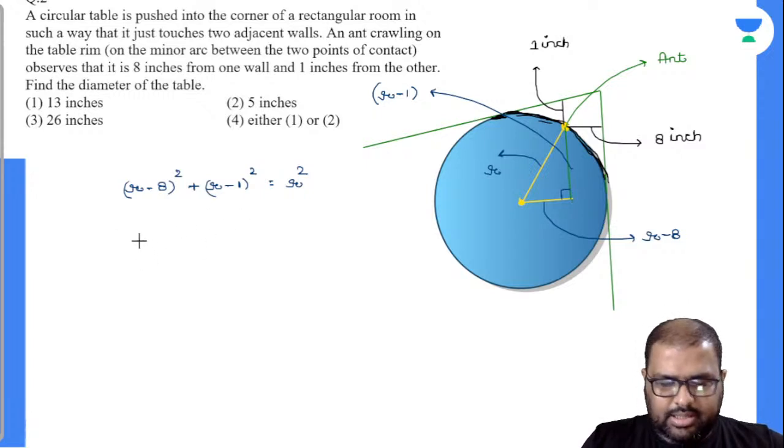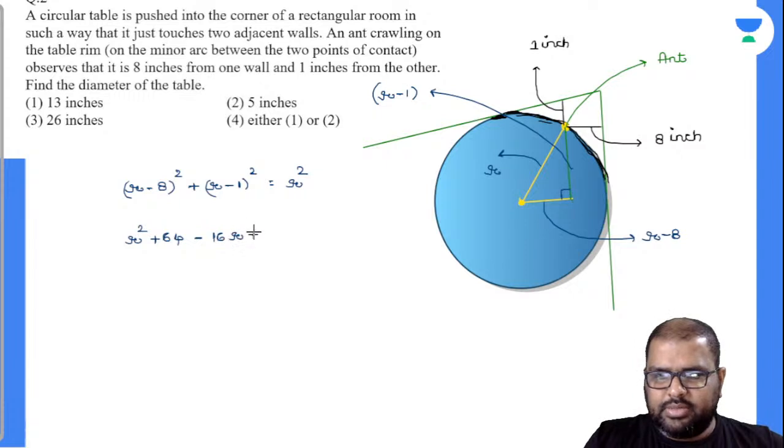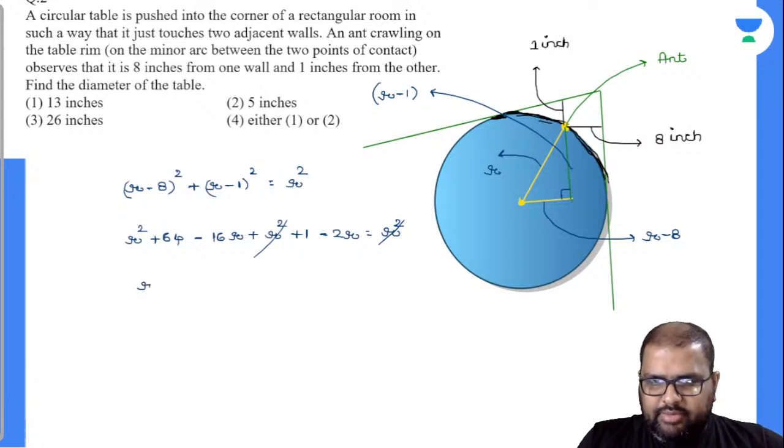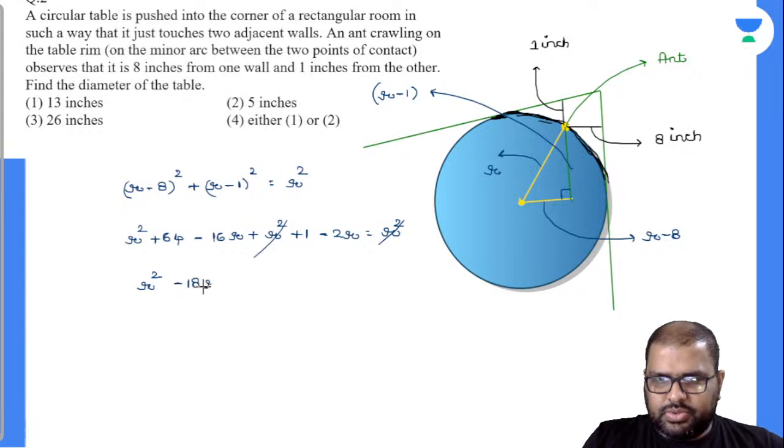Now let us calculate all these things. r square plus 64 minus 16r is equal to r square plus 1 minus 2r is equal to r square. Am I right or wrong? So r square gets cancelled off. So what will be left over? R square will be left over. Minus 16 minus 12 will be minus 18r. So 64 plus 1 will be 65 is equal to 0.